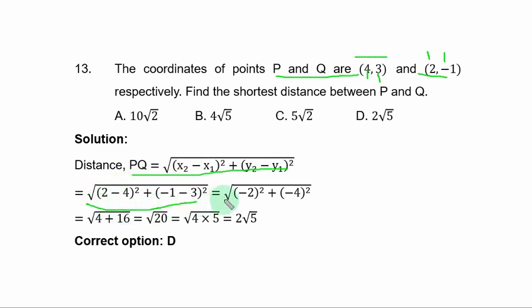If you subtract, you have this. If you take the square of minus 2, you have plus 4. The square of minus 4 is plus 16. Under the square root sign, when you add, you have root 20. You express root 20 in basic form. You have root 4 times 5 because 4 is a perfect square, and you have 2 root 5. D is the correct option.